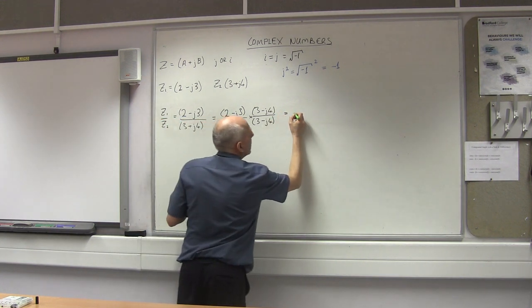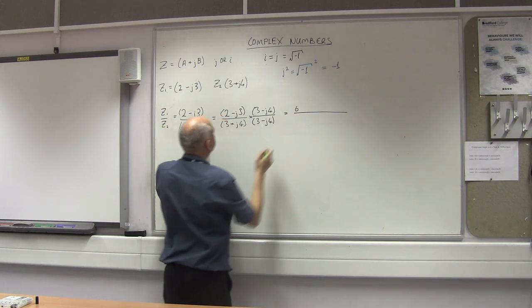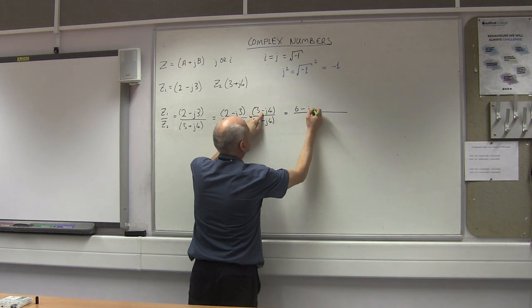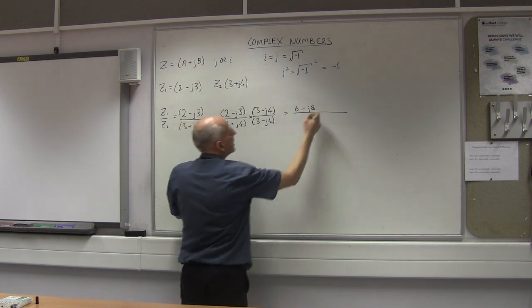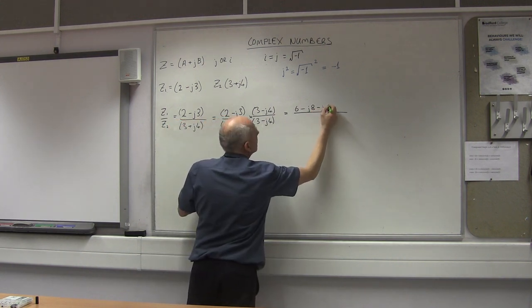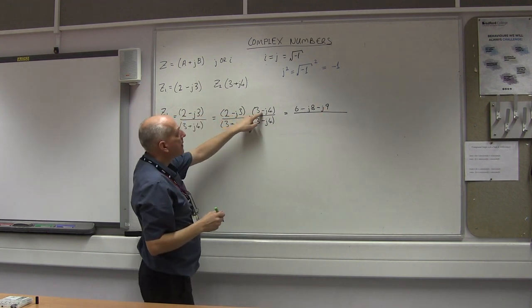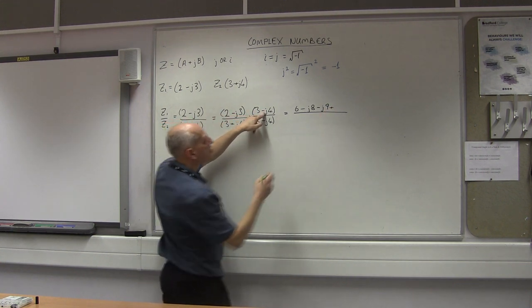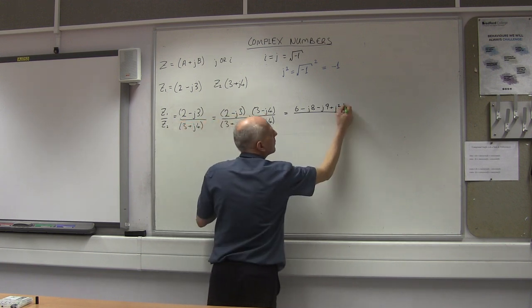Okay, let's multiply this out. So we've got 2 times 3 is 6, 2 times minus j4 is minus j8, then we've got minus j3 times 3 is minus j9, and then we've got a minus times a minus, so it's going to be plus, and then j times j, so it's going to be j squared, and then finally 3 times 4 is 12.